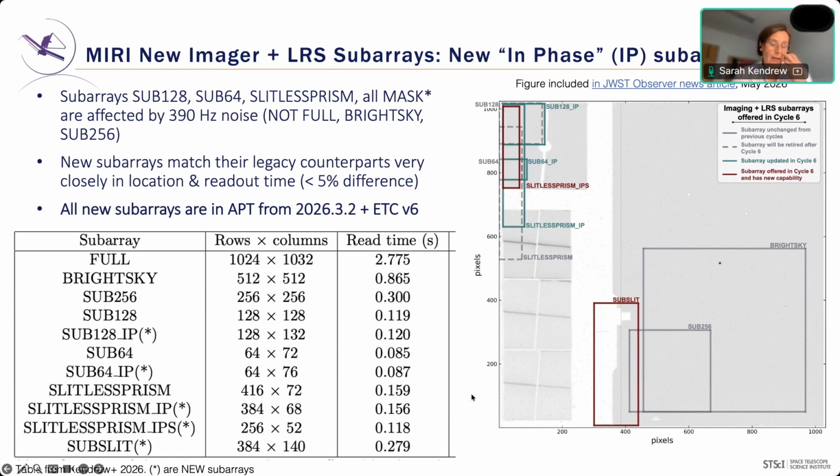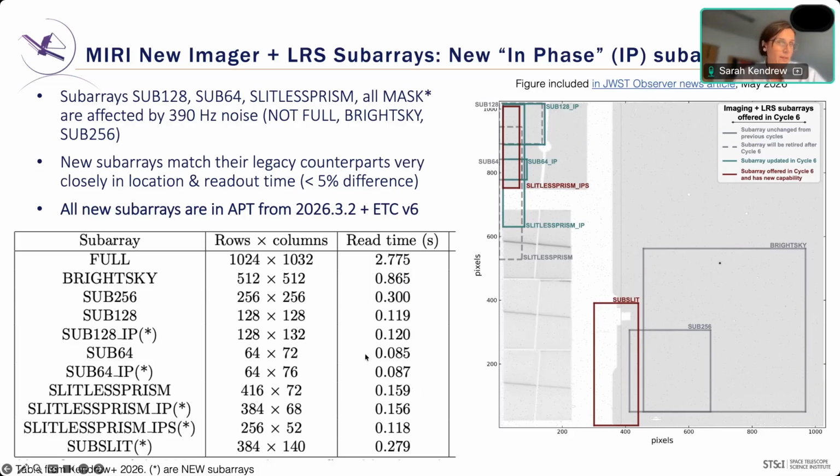And I've shown the table here, which is on JDocs, which is in the paper, documented everywhere, showing the size of the new subarrays. I've got a little asterisk next to them, showing the size compared to the old one, and the read time as well. And so you can see they are extremely close.